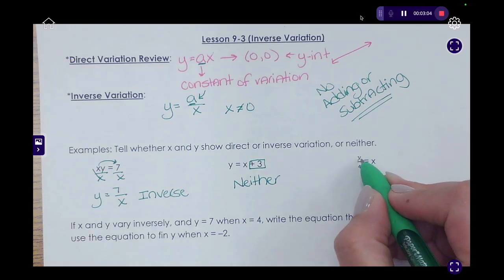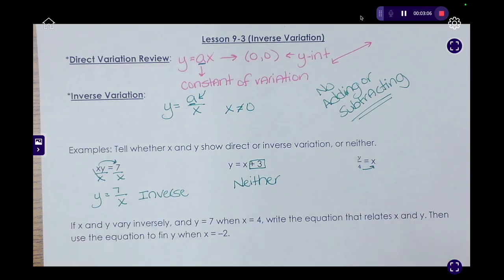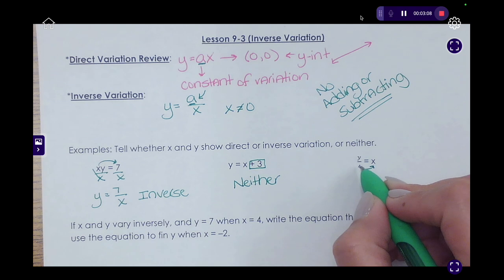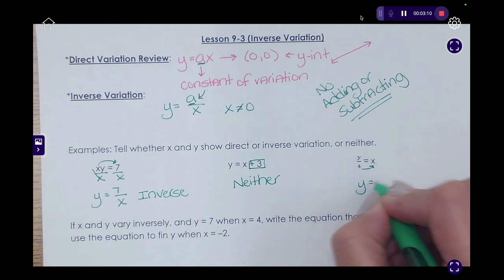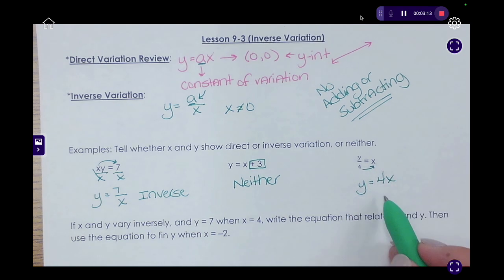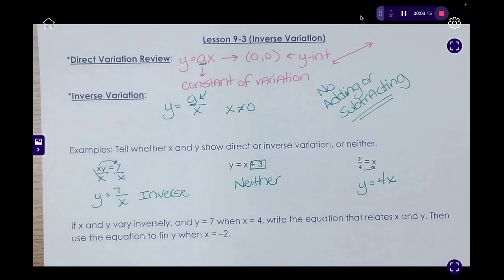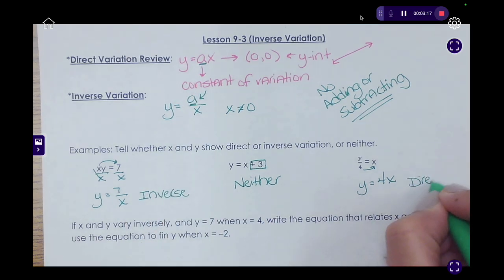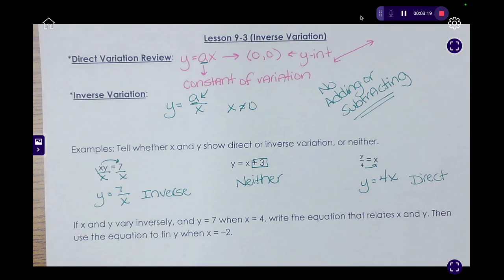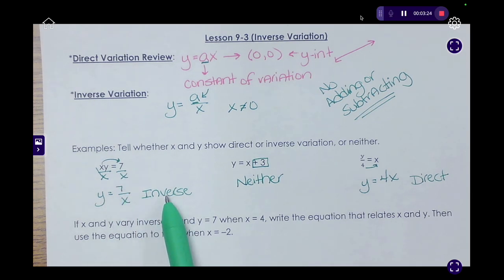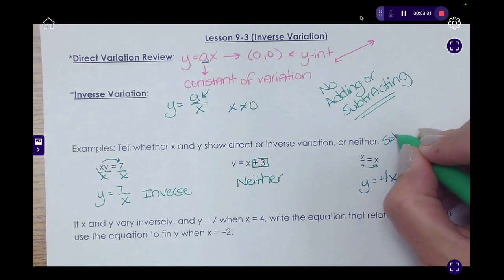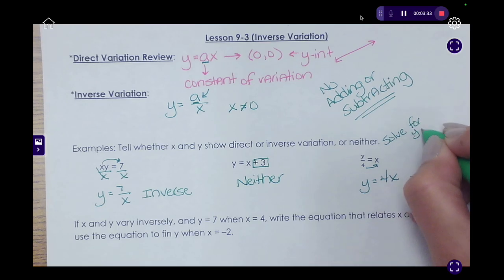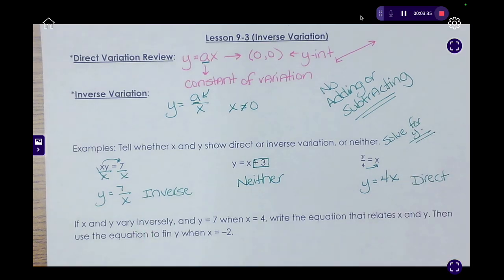And then here again, if I want to get y by itself, I'm going to move the 4 over here. They're dividing by 4, so I'm going to multiply the 4 over there. So that's going to leave me with 4x. And when I look at that, that matches my direct variation. So just make sure you can tell the difference between whether an equation is inverse, direct, or neither one of those variations. All you're doing is solving for y. So get y by itself and see what your equation looks like.